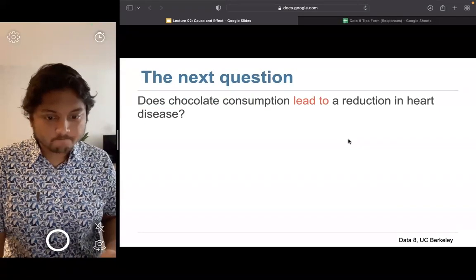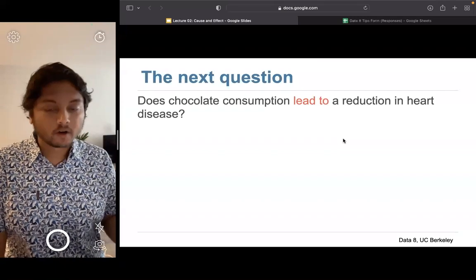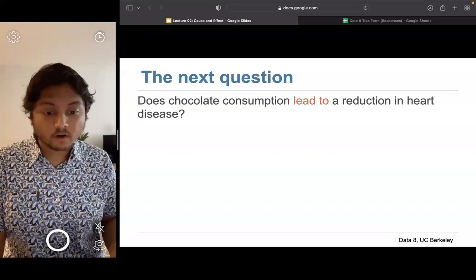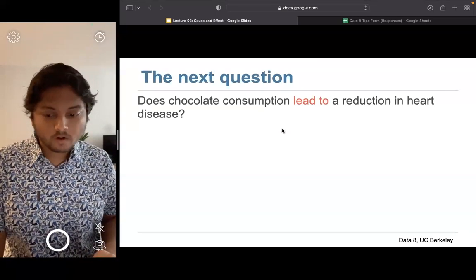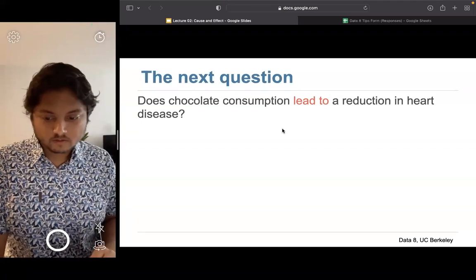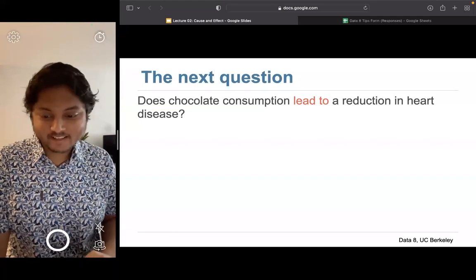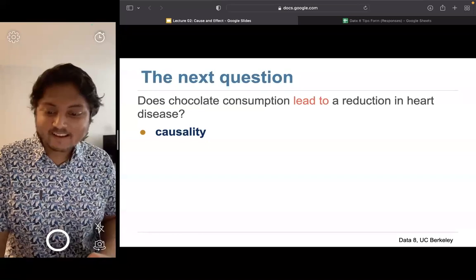And so the next question then is basically, does chocolate consumption lead to a reduction in heart disease? And this is a causal statement. So what do you guys think about that? Based on that same study, do you think we could conclude this? Not necessarily. Most people are saying no, but a few folks are also saying not enough information. Some people are saying the study was backed by chocolate companies.